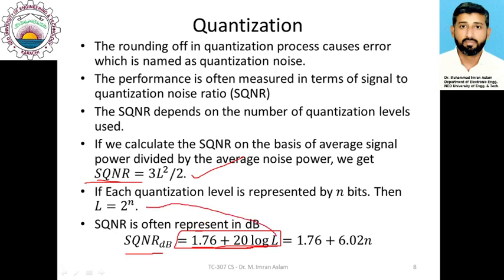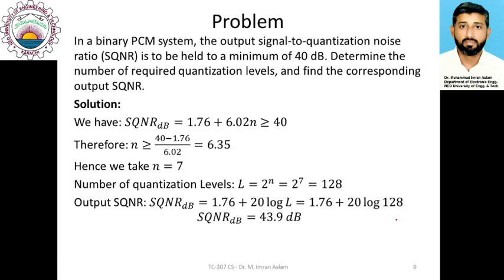As we know that L is related to the number of bits, we can use this relationship, simply substitute L by 2 raised to power n, and the same expression can be represented in terms of number of bits as well, which is 1.76 plus 6.02 n. So this is the mathematical relationship to calculate the signal to quantization noise ratio.